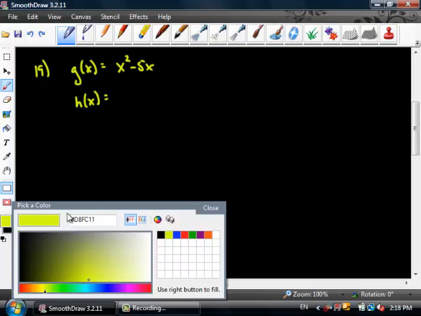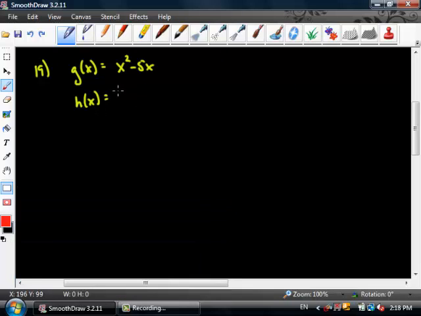Okay, Jake, I'm going to write this in a different color, okay? So h of x is going to be 4x minus 4, I believe. Yeah. Okay, so they're asking us to compose g of h of x.